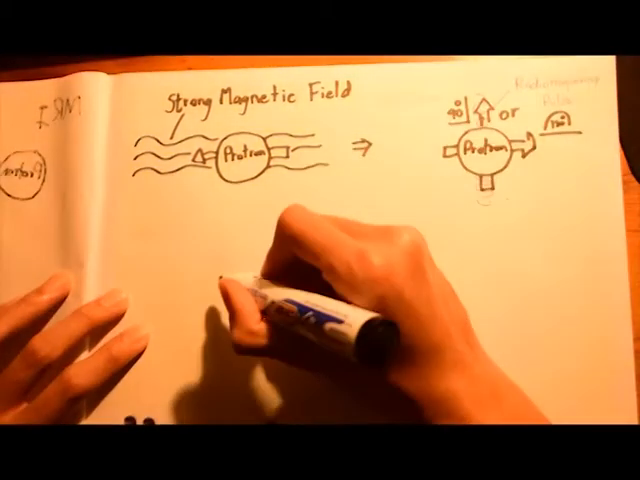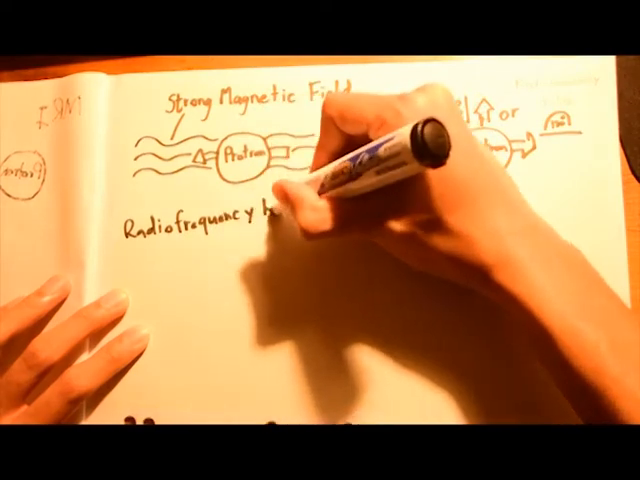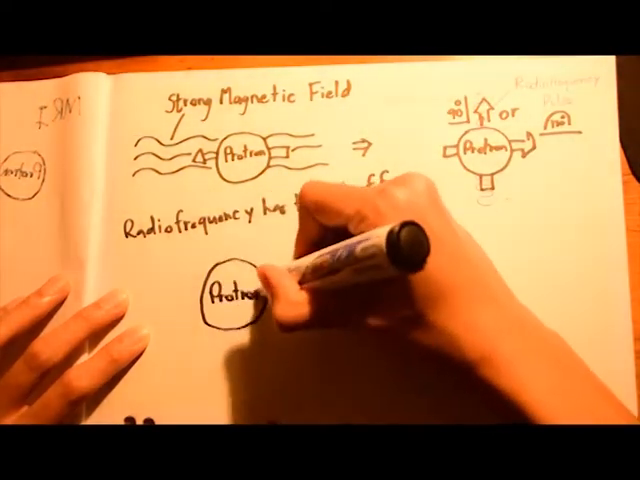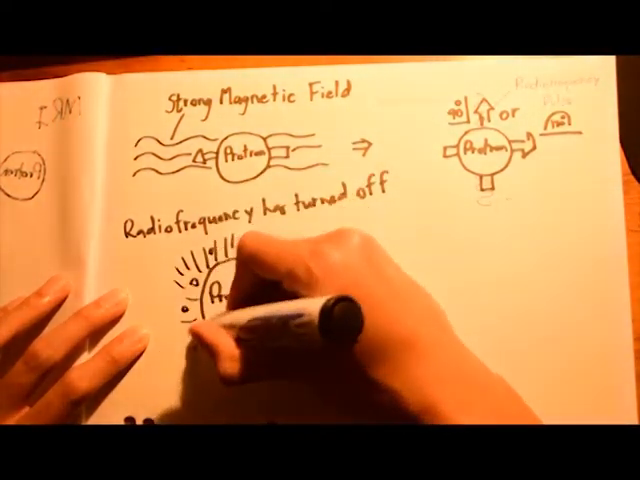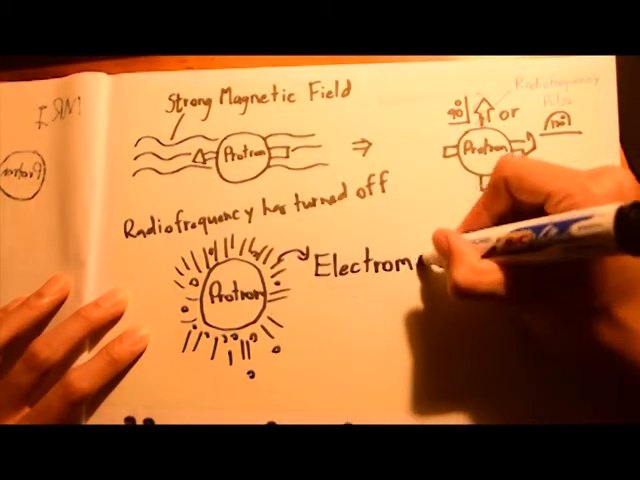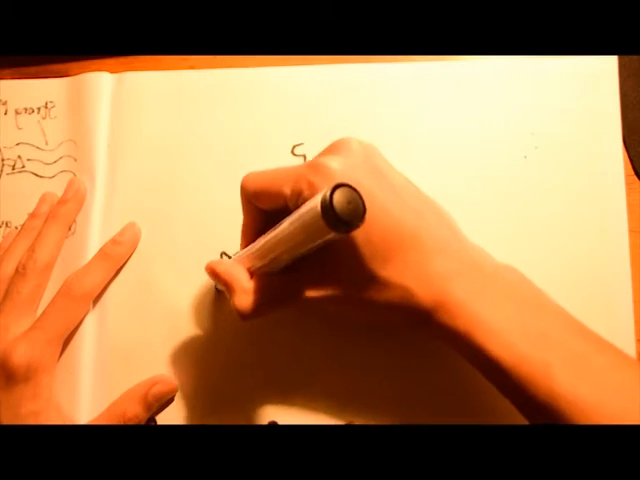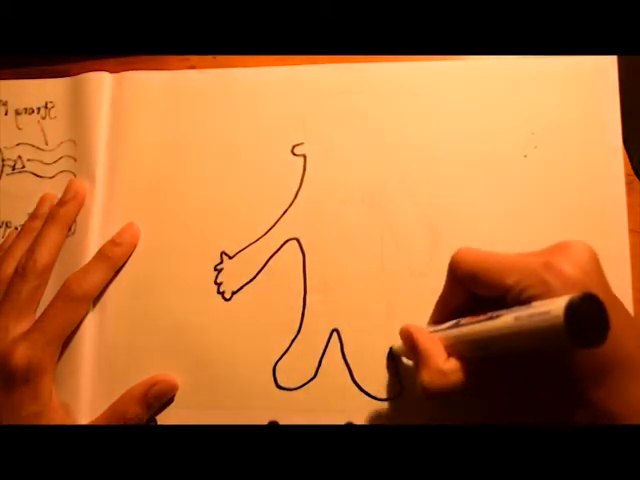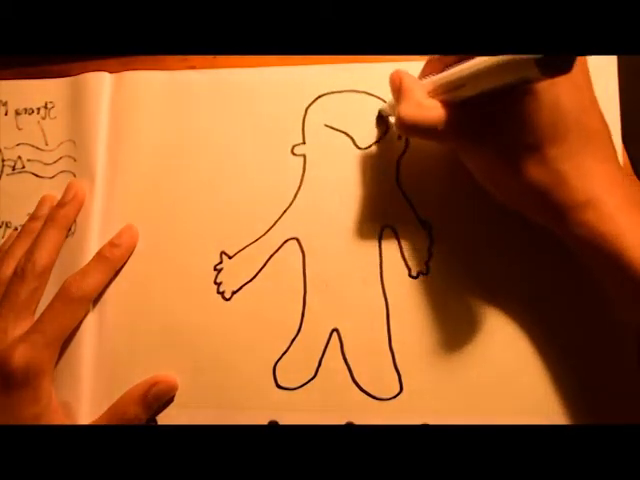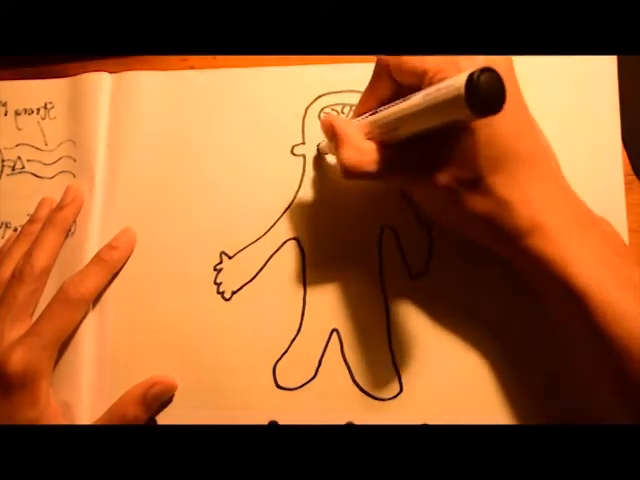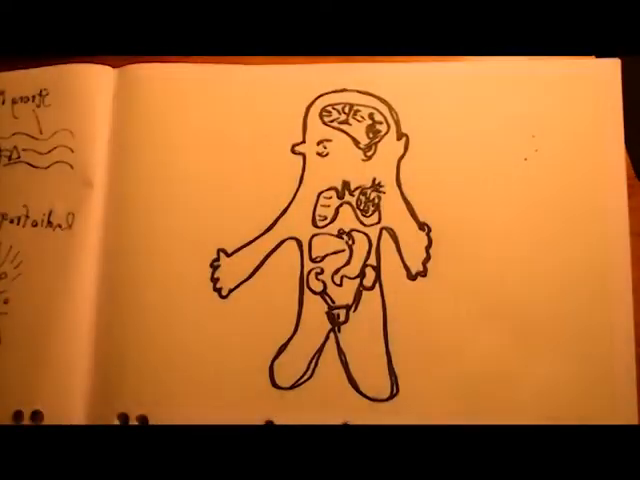Once the radio frequency has turned off, the proton will realign itself back to the magnetic field and release electromagnetic energy along the way. From this point, the MRI machine is able to detect this energy and distinguish different tissues in the body depending on how quickly they release energy after the radio frequency pulse has turned off.